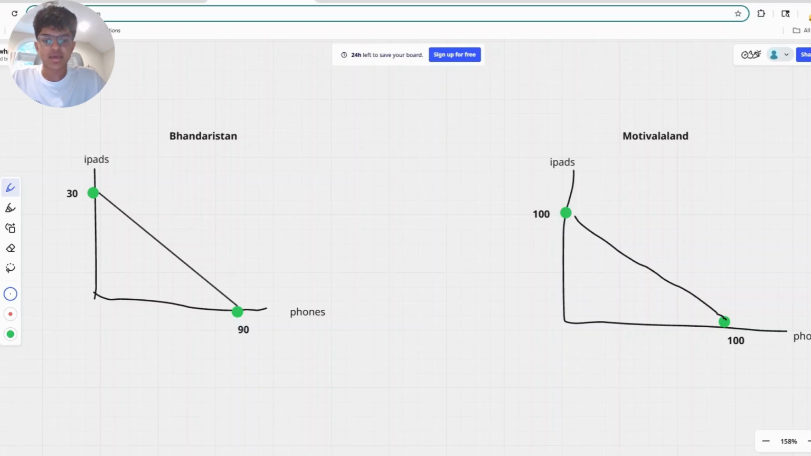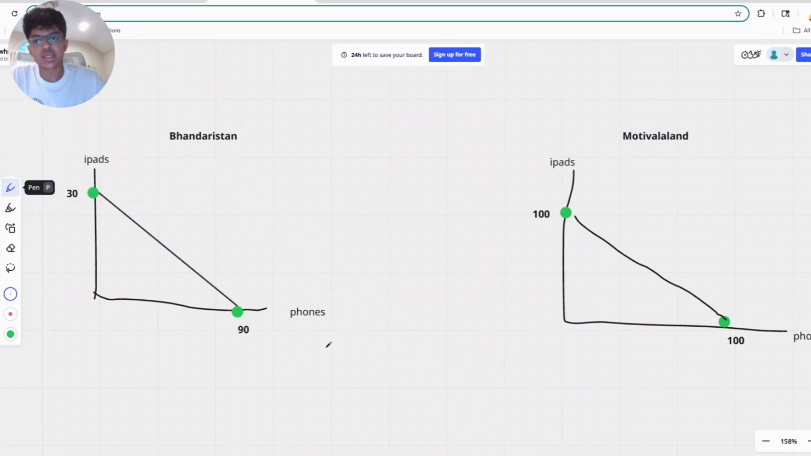So let's imagine that we have two countries. One is named Bandaristan, one is named Motibalaland. And for simplicity's sake, in these two countries, there are only two things that can be produced: phones and iPads. And it's one factory. It's very simple. You either produce phones or iPads.